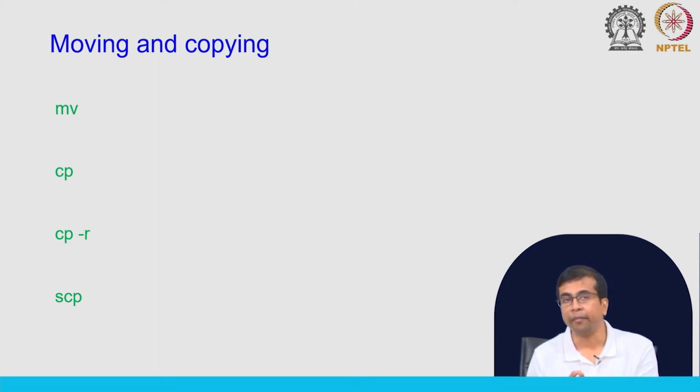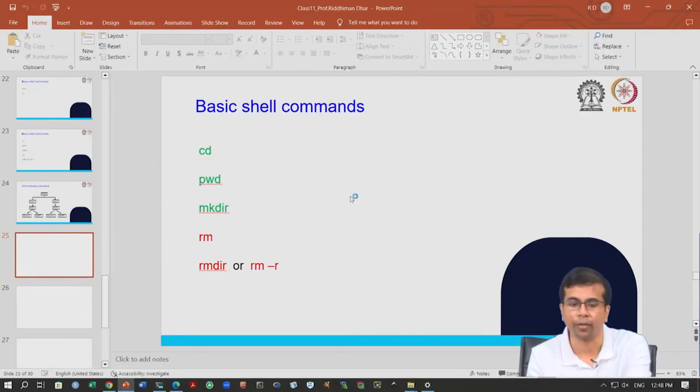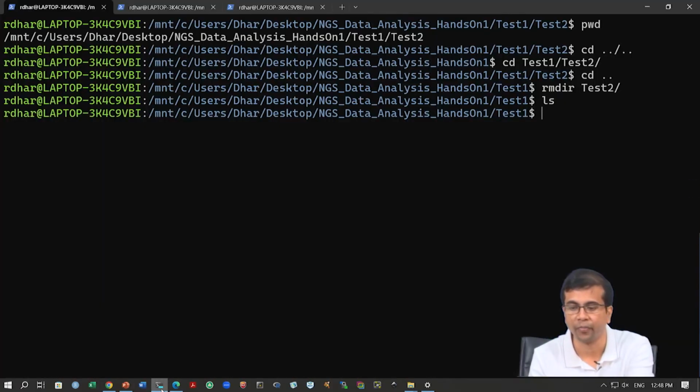And scp is a variant of cp, it is a secure copy. It is kind of an encryption to the data that is being copied. Okay. So, let us try mv, cp -r, scp, and that will give us an idea of how these commands actually work. So, let us try it on the terminal.